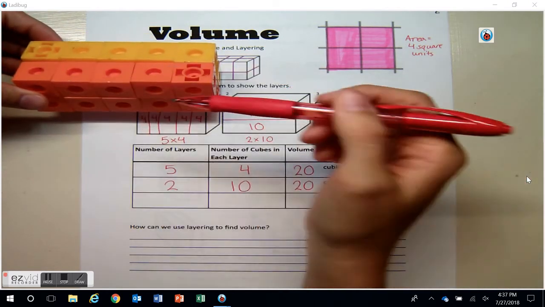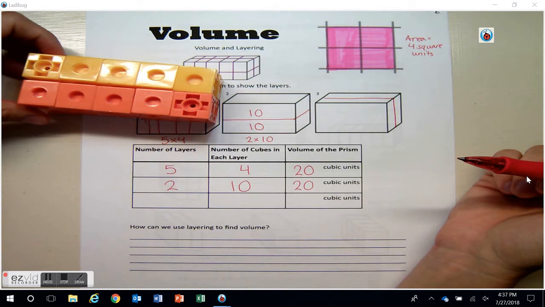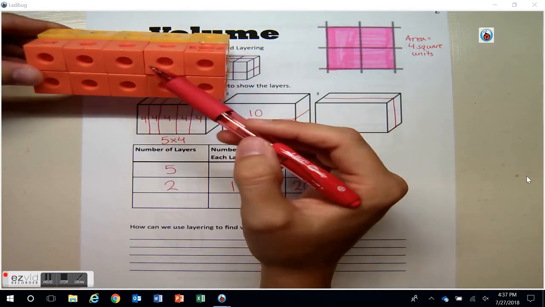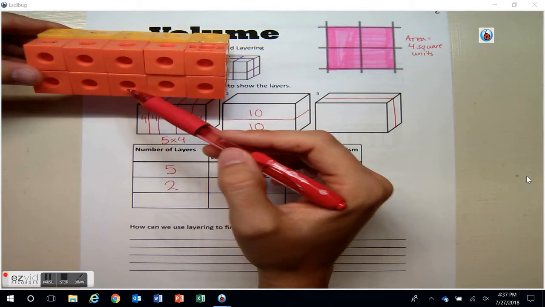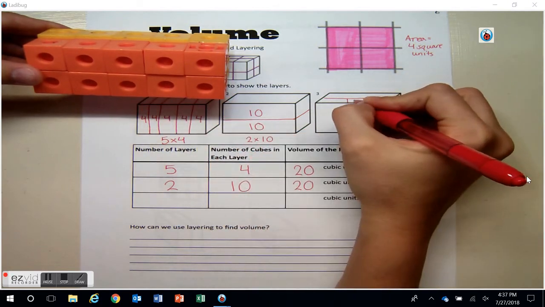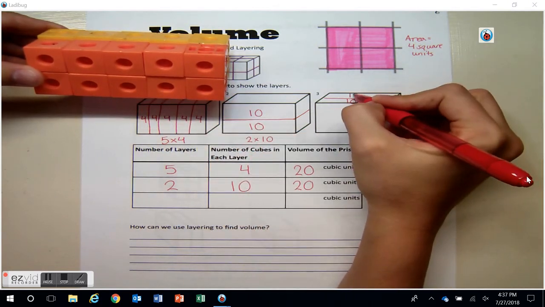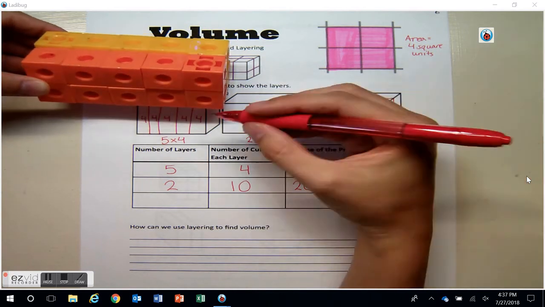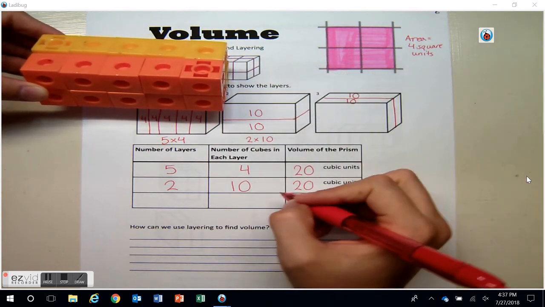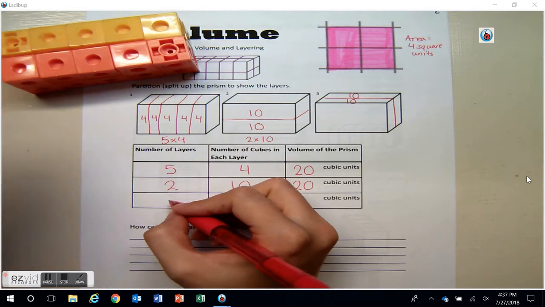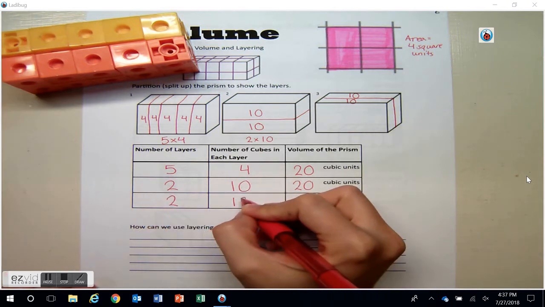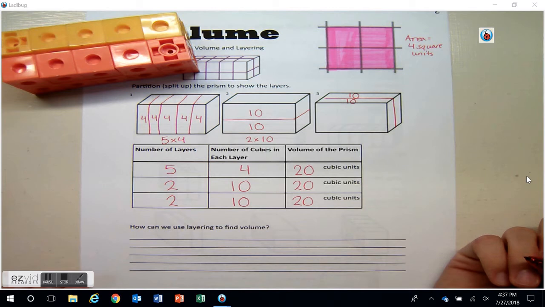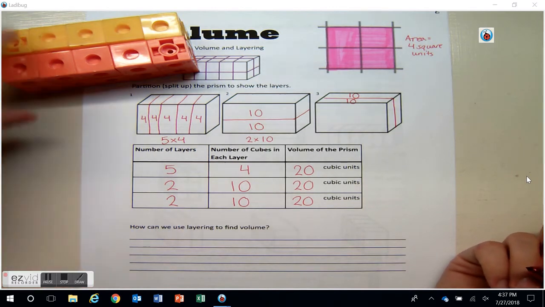How many cubes are in this front layer? Well, let's see, from this angle I can't see, but I can turn it and I can count 1, 2, 3, 4, 5, 6, 7, 8, 9, 10 cubes in that layer. There are 10 cubes in the back layer. Well, 10 plus 10 is the same as 2 times 10, or 2 layers of 10, which gives me a volume of 20 cubic units.